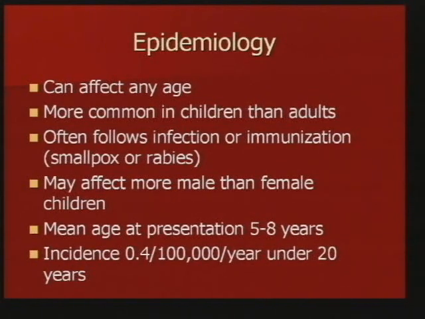It may affect slightly more males than females, and this is different than the other diseases. Almost all the other diseases are much more likely to affect females than males. And the mean age at presentation is actually only 5 to 8 years, so this is definitely a younger set. And the incidence is still very low in children under 20.